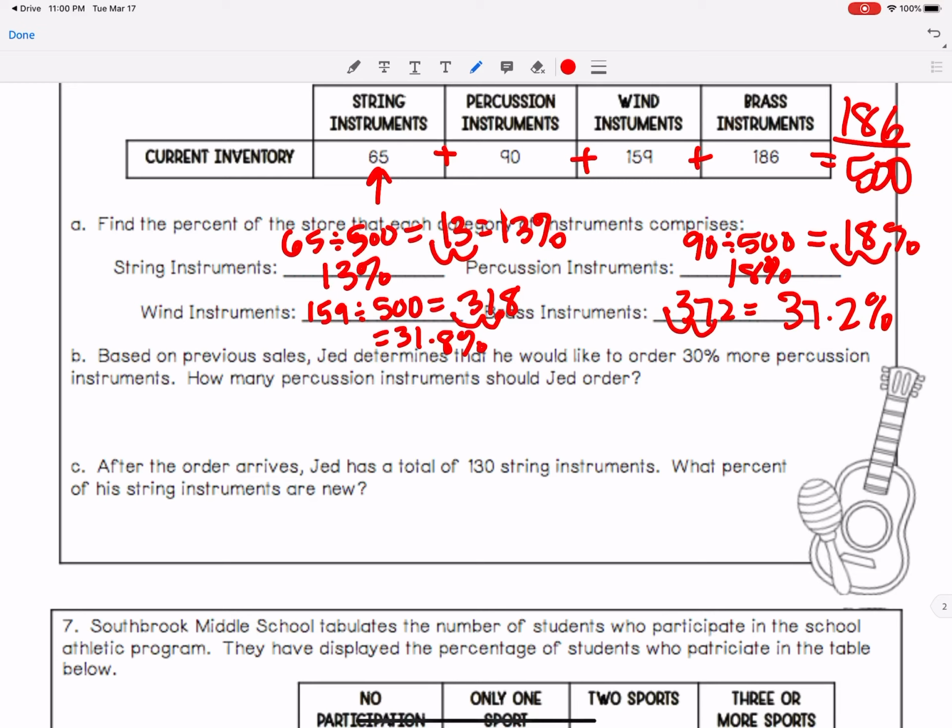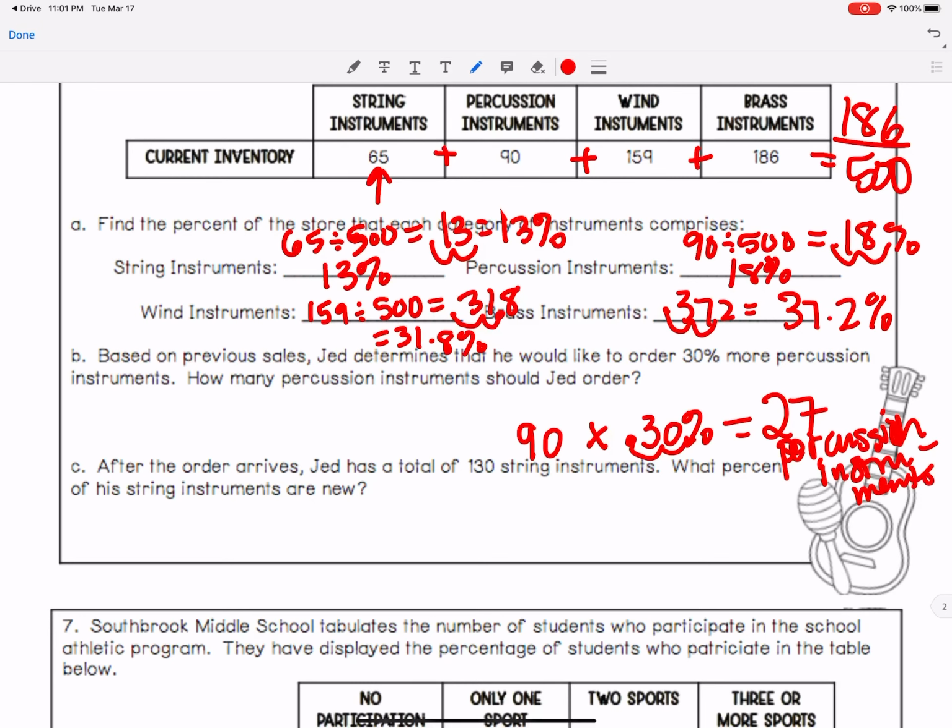Well, we know that there's 90 instruments and 30% more. I'm going to try multiplying this by 30%. Well, 30%, I would take it and move my decimal 2 places over, so 0.3. Let's try 90 times 0.3 and see what we get. Oh, that gives me 27. So he would need to buy 27 more percussion instruments. So I'm just going to write out percussion instruments. Sorry, my handwriting is awful. 27 percussion instruments.